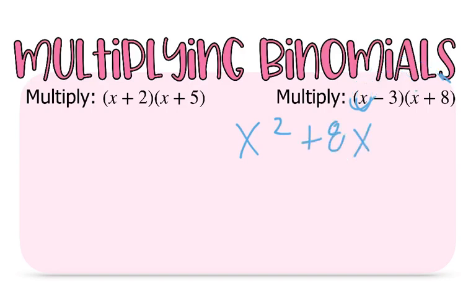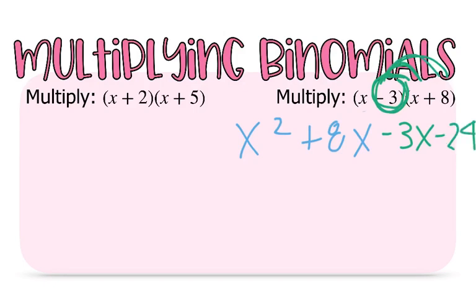Okay, so I'm done with that one. And now let's take, this is a negative 3, so just be careful with your sign. Take the negative 3 and multiply that to both things. Negative 3 times x is negative 3x. And negative 3 times 8 is negative 24.